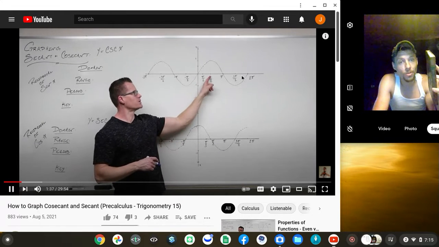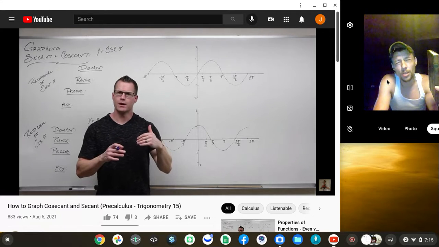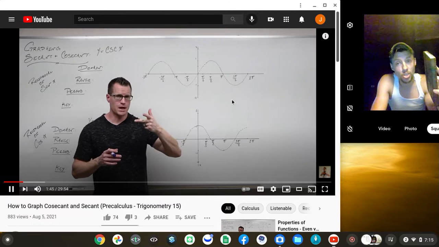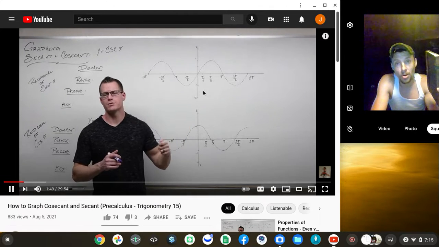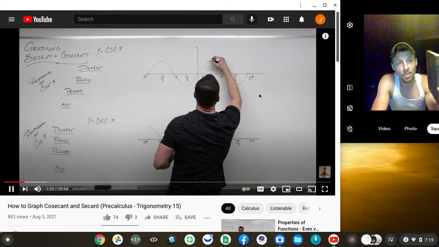point pi over 2, comma 1, which is on the graph of sine. Well, the reciprocal of 1 is still 1. Because here, sine of pi over 2 is 1, and cosecant of pi over 2 is also 1. And so we have a 1. You've got to go one there, because it has a tighter index on it.